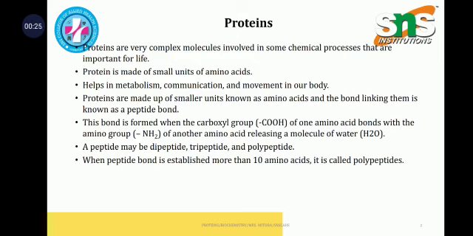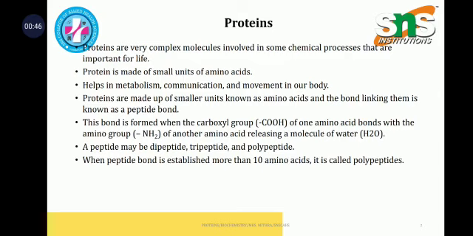Proteins are made up of smaller units known as amino acids, and the bond is called a peptide bond. This bond is formed when the carboxyl group of one amino acid bonds with the amine or amino group of another amino acid, which then releases a water molecule, that is H2O.